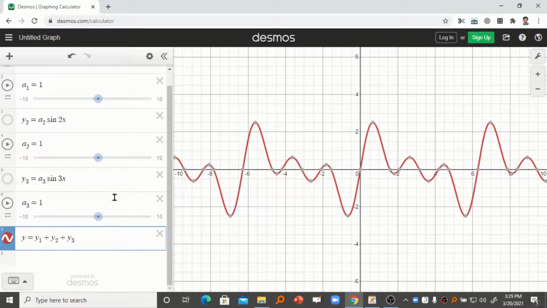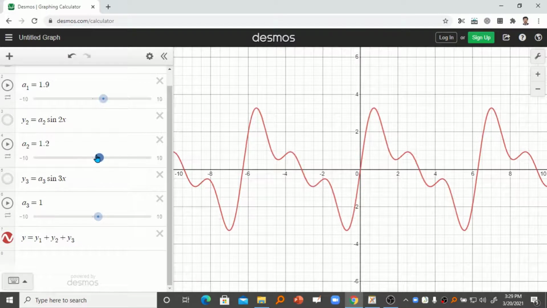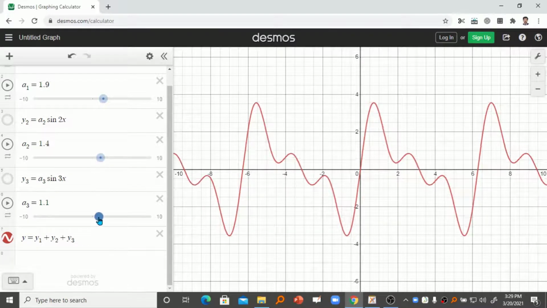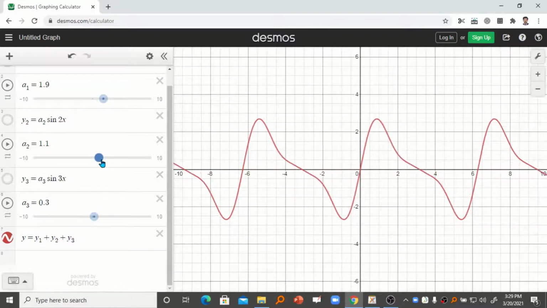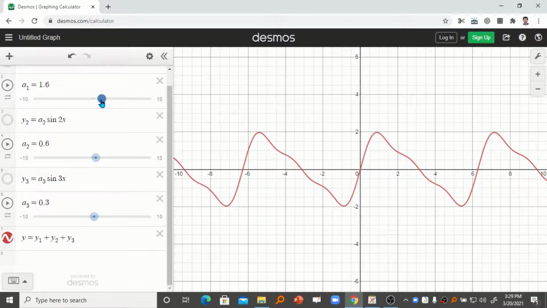Now if I increase the amplitude to different values, I can change the shape of the signal. See, by modifying the value of the amplitude, I can change the shape of the signal. I can even try to create a sawtooth wave. I can create a sawtooth wave simply using the sinusoidal signals. By adding 3 sinusoidal signals, I have created the sawtooth signal.